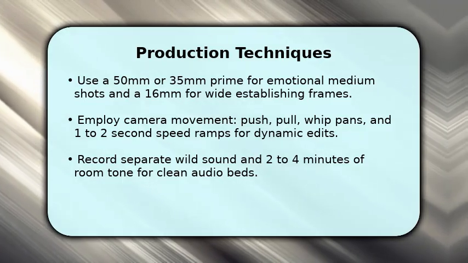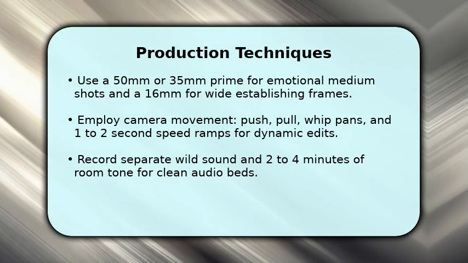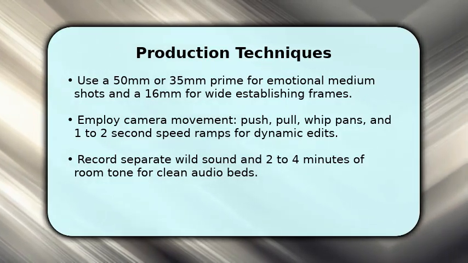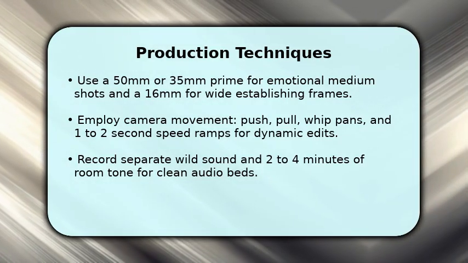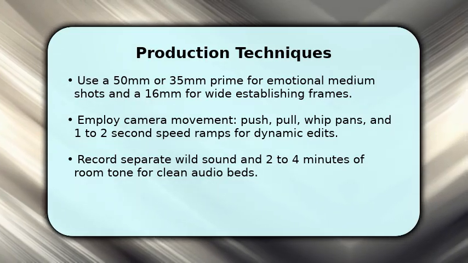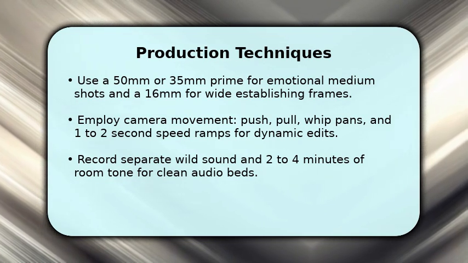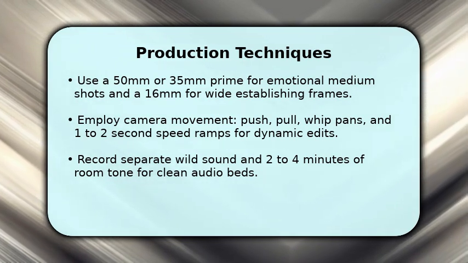Frame for negative space and lead room, placing subjects on thirds to allow for whip pans and reveal cuts. Employ camera movement, push, pull, whip pans, and 1 to 2 second speed ramps for dynamic edits that match the music tempo. Record separate wild sound and 2 to 4 minutes of room tone for clean audio beds.